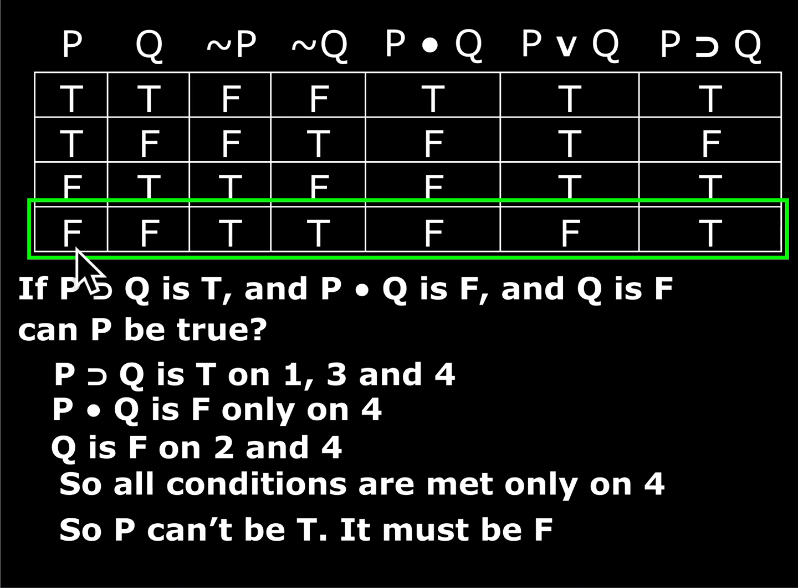Okay. And hopefully you can see now that no matter how complicated you made a question, we could have, if P and Q is true, but the disjunction is false, and whatever, you could add them all up. All you have to do is go through, find the rows where all the conditions are met, and then just look at those rows to answer the question. Can P be true, for example? And here we know it can't be. It has to be false.